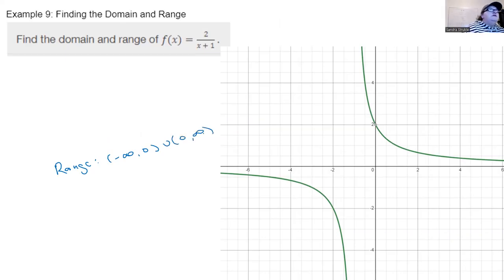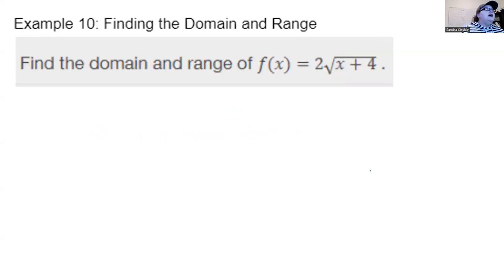Okay, it will never touch the x-axis. It can't, right? Simply because it has only a constant in the numerator. Let's look at the next one. Find the domain or range of f of x is equal to 2 square root of x plus 4.